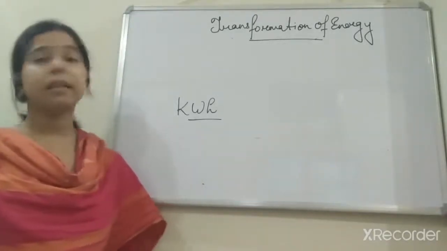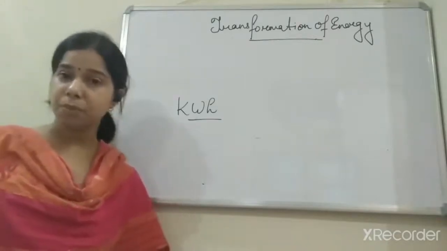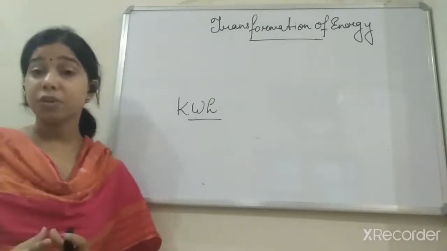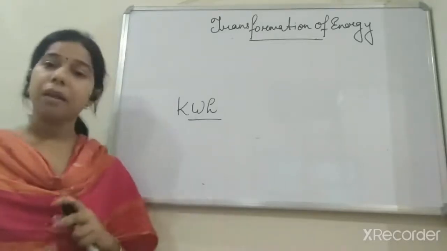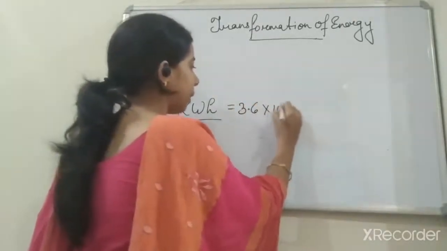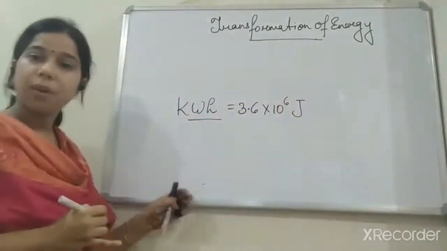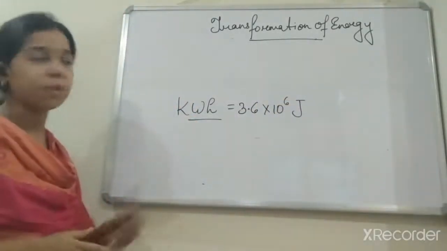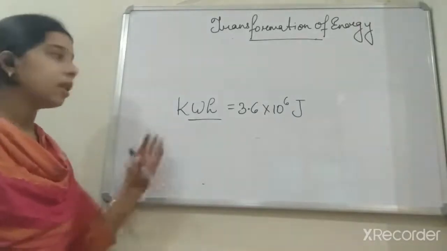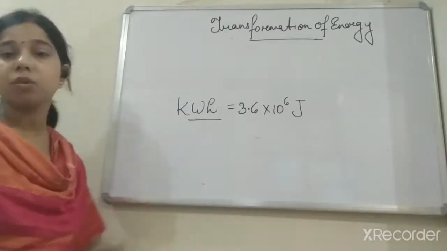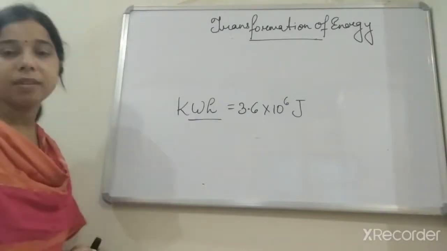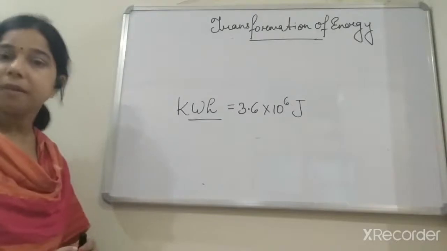Now we see the relationship between the commercial unit of energy and the SI unit of energy, students. We study that 1 kilowatt hour is equal to 3.6 into 10 to the power 6 joule. This is the relationship between the kilowatt hour and the joule. So whenever the question asks how many joules a kilowatt hour is, you simply multiply by 3.6 into 10 to the power 6 and you will get the answer.